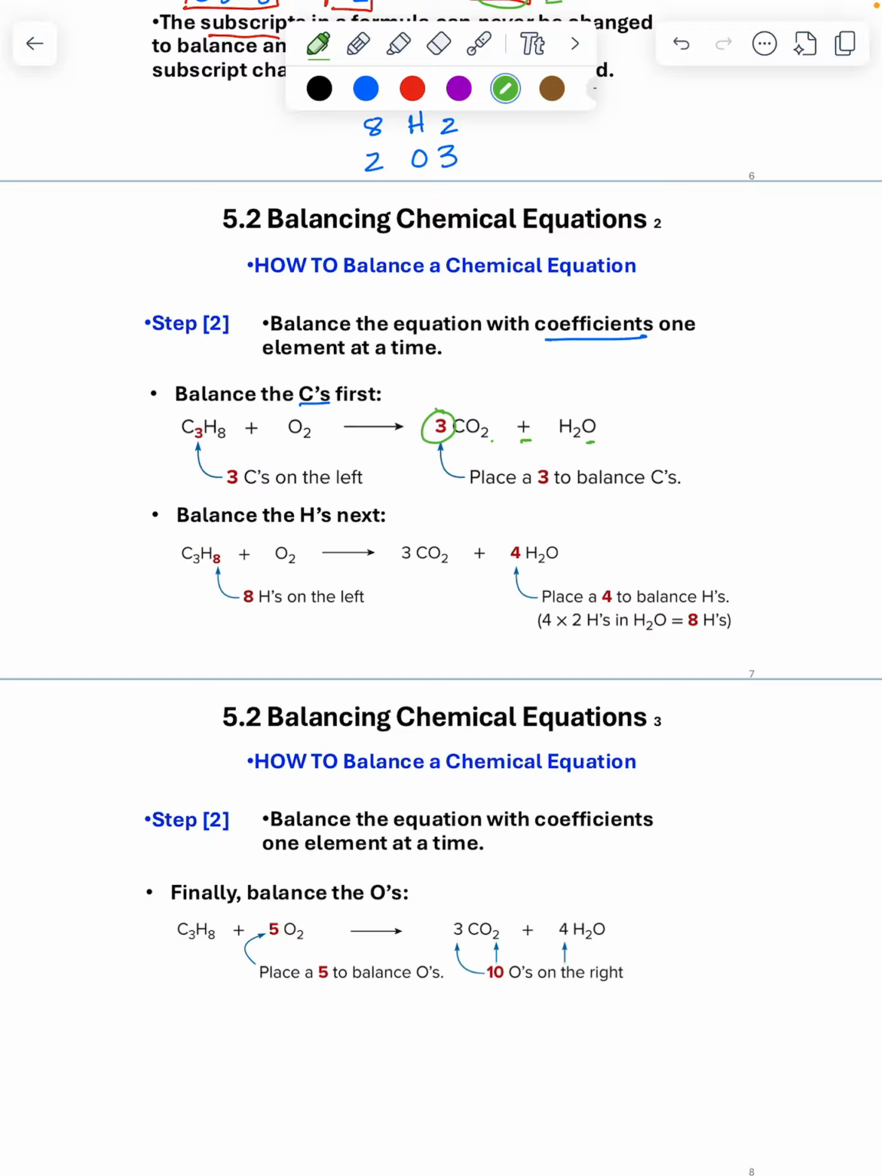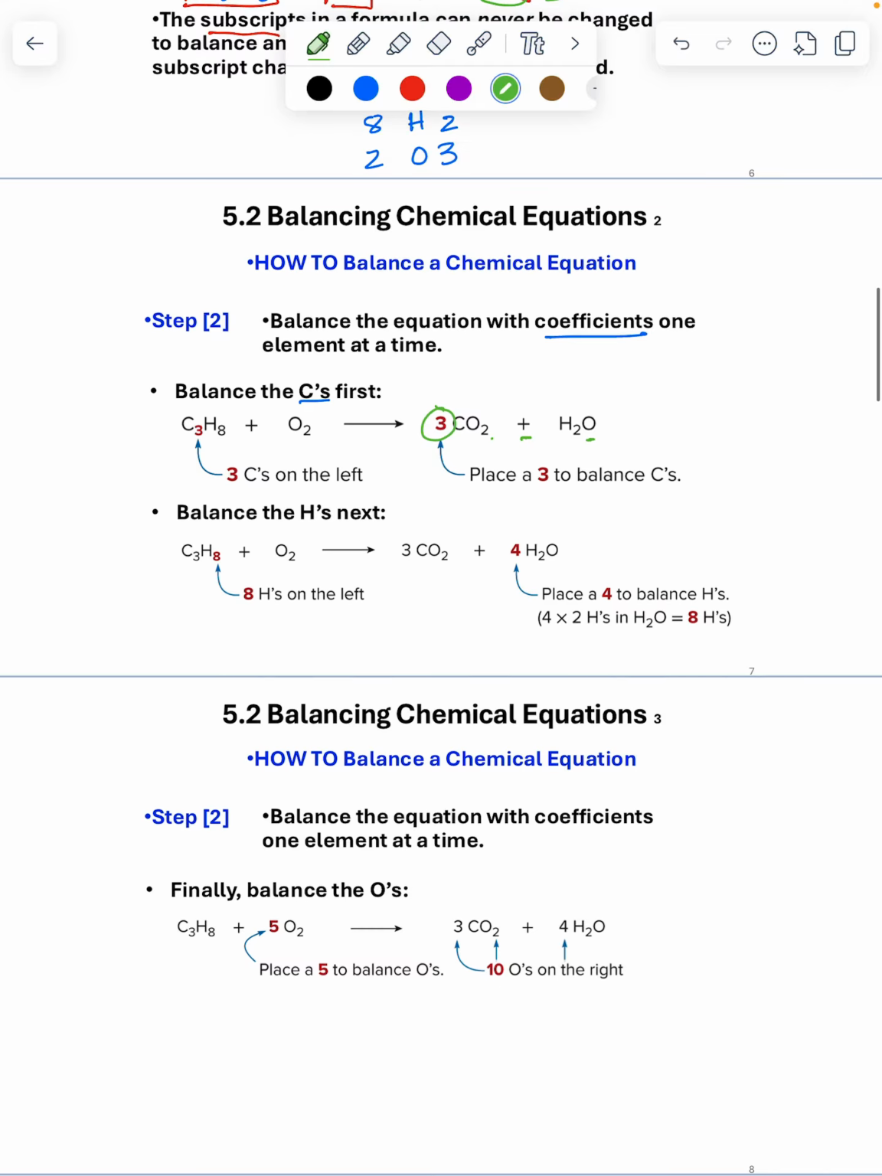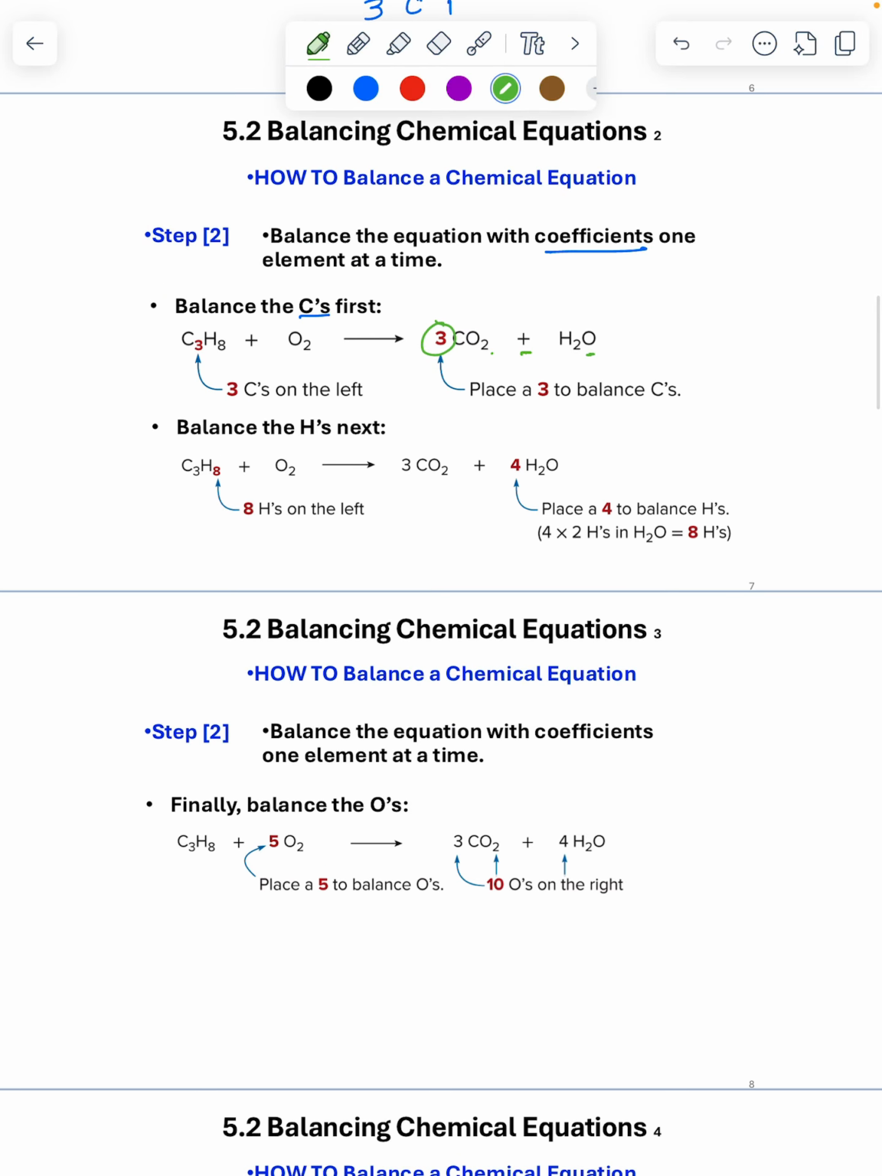Okay, and the next step, it says to balance the hydrogens. And so on the reactant side, we have 8 hydrogens. We need to put a coefficient in front of the product. That one multiplied by 2 would give me 8. So they chose the coefficient of 4. 4 times 2 is 8. And so in this way, we have both the carbon balanced and the hydrogen is balanced.